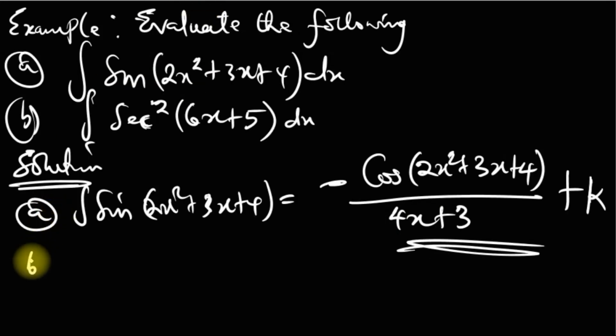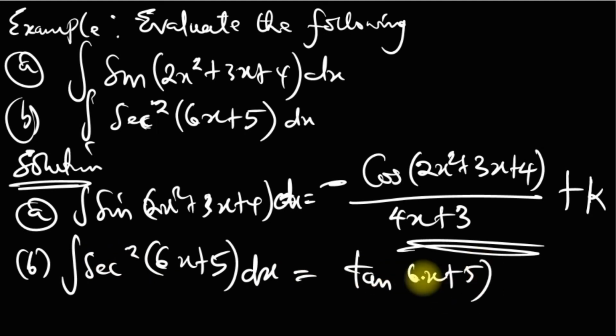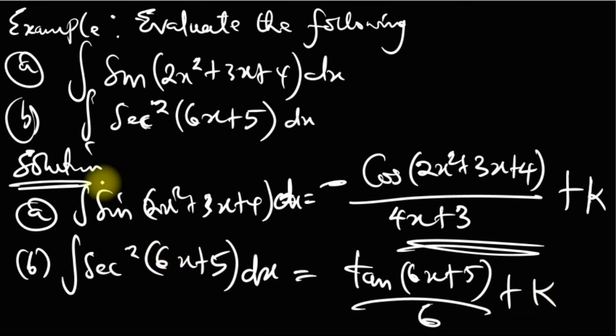So the second question: the integral of sec squared of 6x plus 5 dx. Okay, we forgot the squared here. If you integrate sec squared, it is tan, so we have tan of 6x plus 5, over the derivative of the inner one, which is 6, plus k. So that's it. It's very simple.